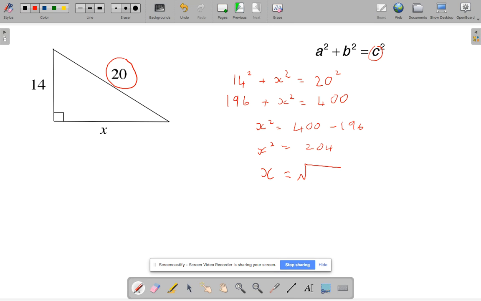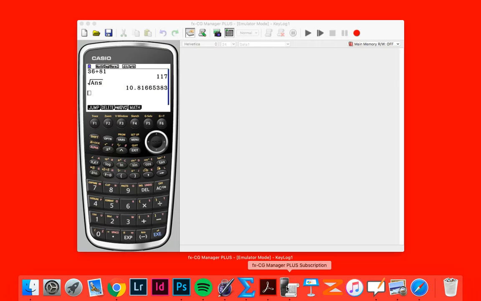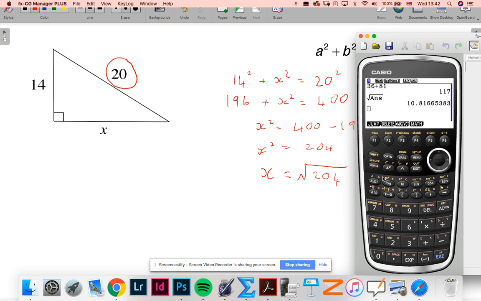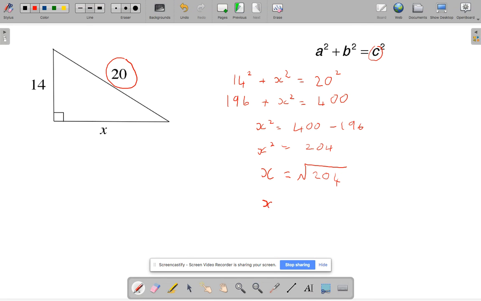So I'm going to square root 204. And this part I will need my calculator for. So let's call up my calculator again. And I'm going to do the square root of 204. And again, it gives me a number like this, but if I press the fraction decimal button, 14.28, and I'm going to make that 14.3 when I round up. So that's my final answer.